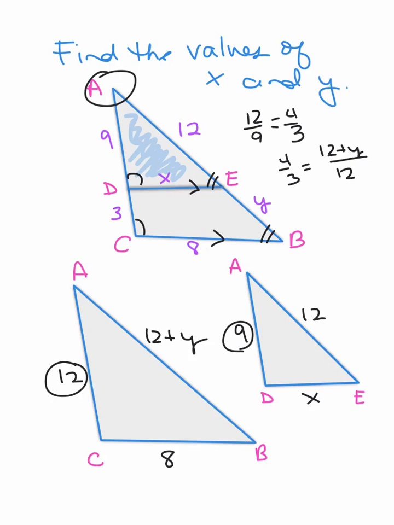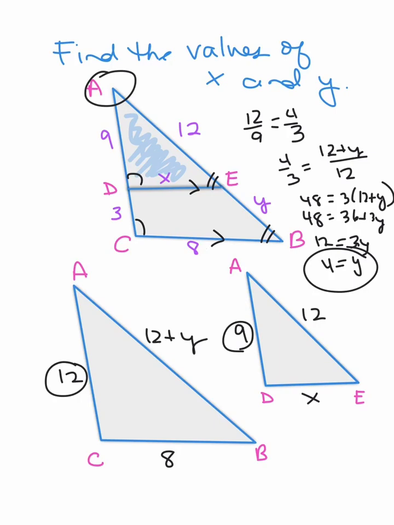And when I cross multiply, I get 4 times 12 is equal to 3 times the quantity of 12 plus Y. So that gives me 48 is equal to 36 plus 3Y. And 3Y then is equal to 12. So Y has a value of 4.